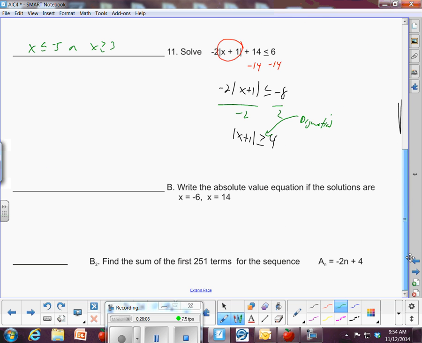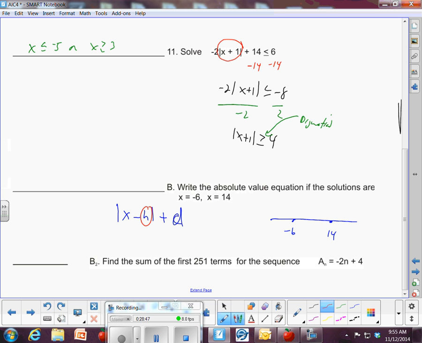Okay, bonus number 1. Write the absolute value equation if the solutions are... So let me show you this. You've got a negative 6 and a 14. Those are the solutions, right? Do you guys remember this? The absolute value of x minus h plus c. Do you remember that? Or is it d plus d? Anybody remember what the h was? That was the coordinate of the midpoint.